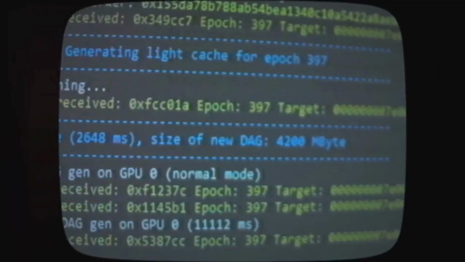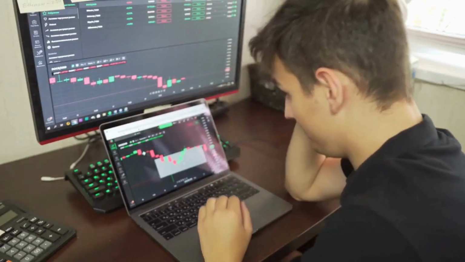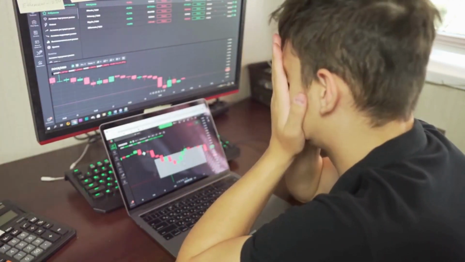One of the biggest risks is over-reliance on AI. Remember, AI algorithms are only as good as the data they are trained on. They can't predict black swan events or sudden market shifts that defy historical patterns. That's why human oversight is still crucial.